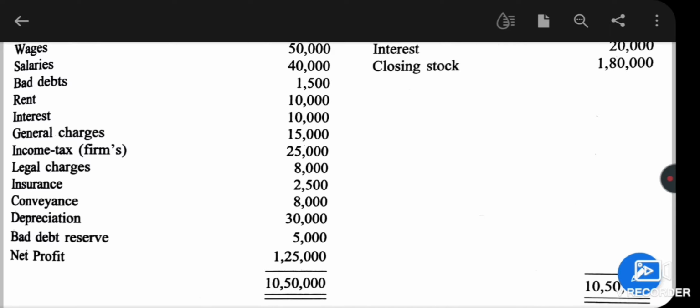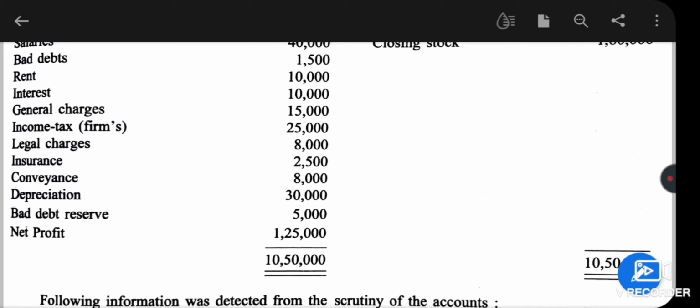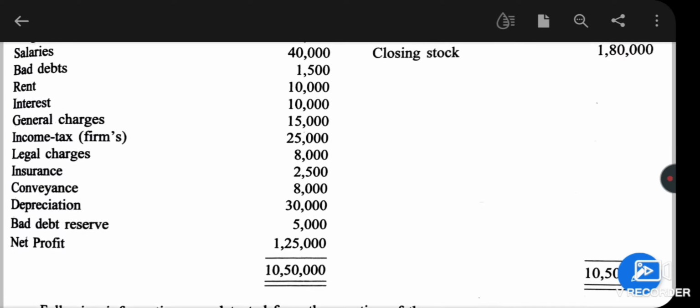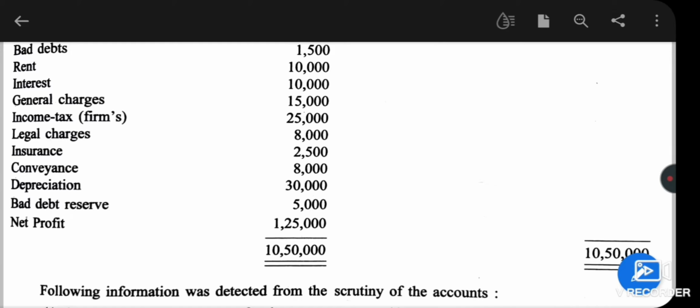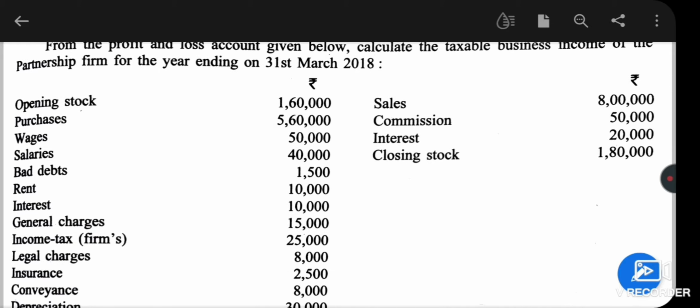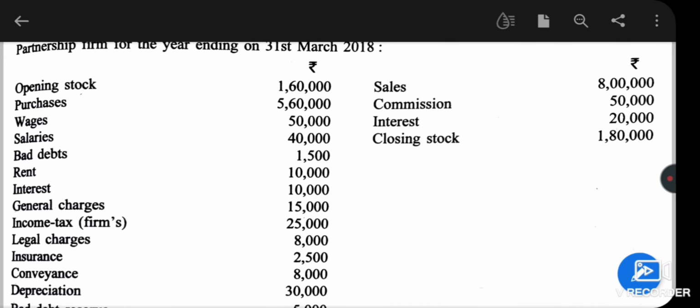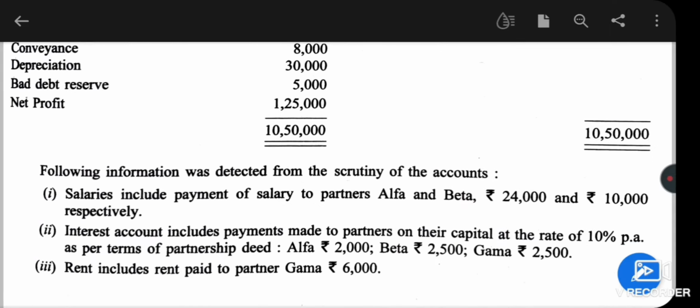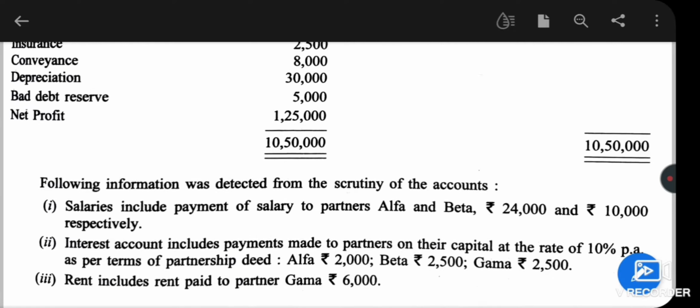Okay, keep that in mind. Legal charges are going to be relating to business, insurance also, conveyance also, depreciation also. Bad debt reserve is not an allowable deduction. You remember, right? Because it's a reserve. And then net profit is what we take into consideration firstly. Sales are relating to business, commission also, interest and closing stock also are relating to business. Once we figure that out, the next step is to look at the additional information and point out what we have to take and what we don't have to take.